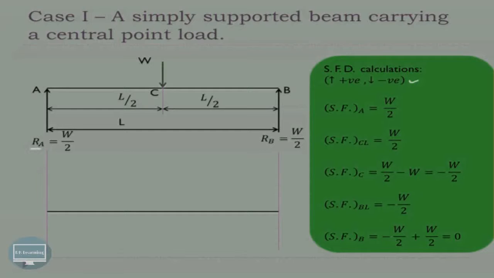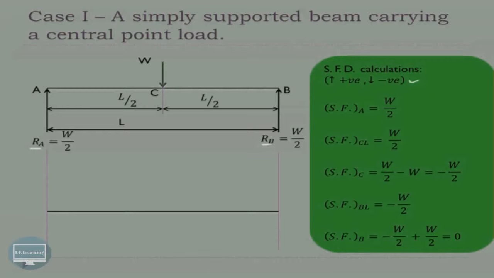Now as we know, we can find out these reactions RA and RB. These are known as the support reactions. As the load is acting at the center, half of this particular load will be shared by the left hand side reaction, and half of this load, that is W by 2, will be shared by the right hand side reaction, that is RB. Hence RA and RB are both W by 2 in this case. This RA and RB we can also easily calculate by applying the conditions of equilibrium.